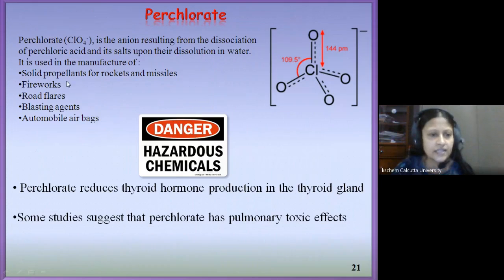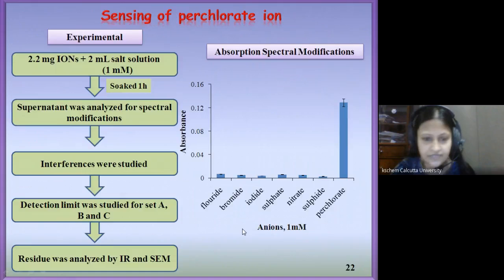Now, perchlorates are present in nature because they can be obtained in solid propellants of rockets and missiles, fireworks, road flares, blasting agents, automobile airbags. And perchlorates resemble very closely the iodide ions. They reduce thyroid hormone production in the thyroid gland, and some studies have suggested that perchlorate has pulmonary toxic effects.